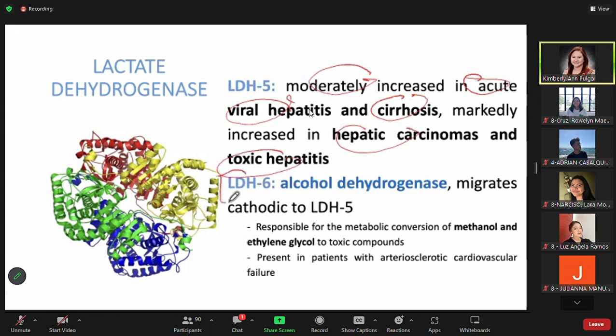And meron din tayong tinatawag na LDH6. Di ba sinabi ko LDH1 to 5 isoenzymes yun. But they are the major isoenzymes. Meron din tayo ditong LDH6. Di kasi ito masyadong nakikita, no? And it migrates cathodic to LDH5. And this is called as your alcohol dehydrogenase. No? Your LDH6 is responsible for the metabolic conversion of your methanol and ethylene glycol to toxic compounds.